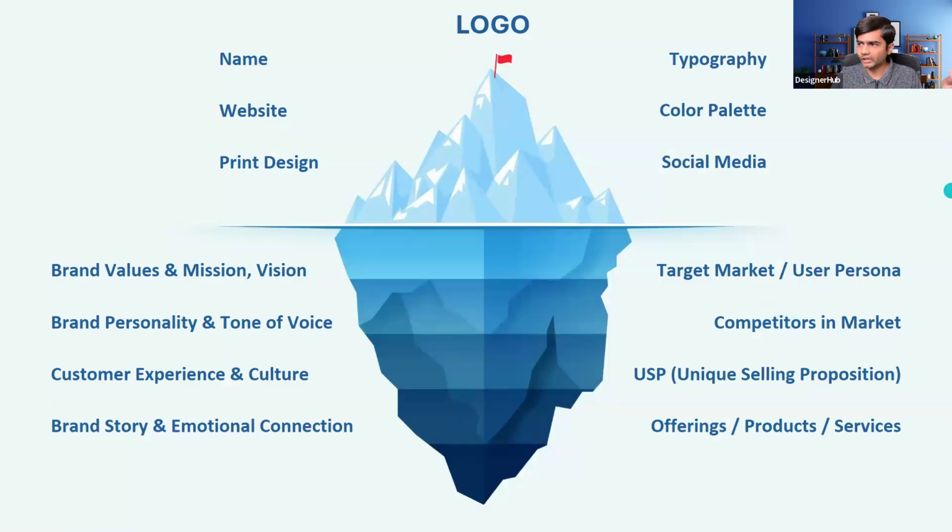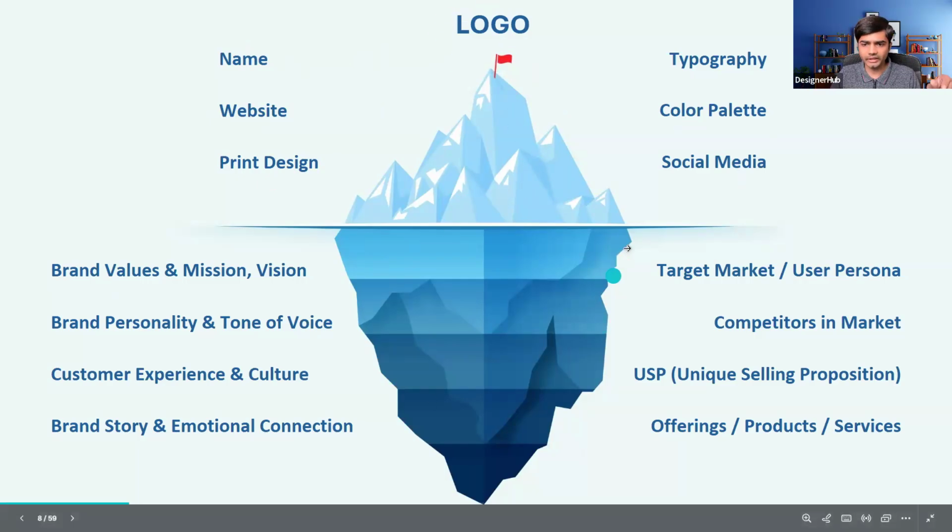So, if you see over here, in this entire picture, you can see the top part of the iceberg, a very small visible area, which is the name, the website, the print, the typography, color palette, social media, which are all the visible items for any particular brand. And logo is just one small part of it.